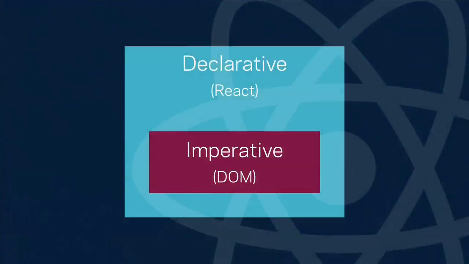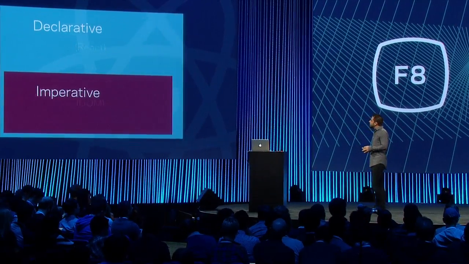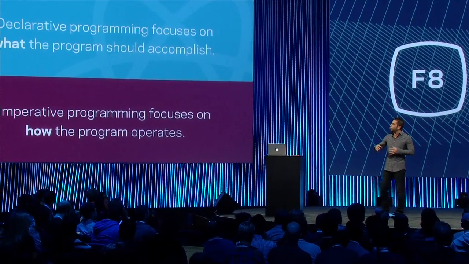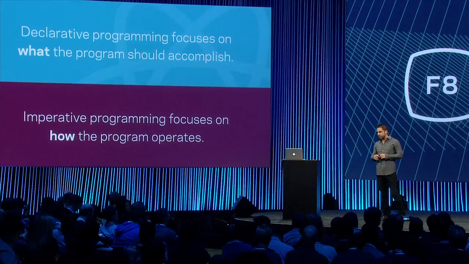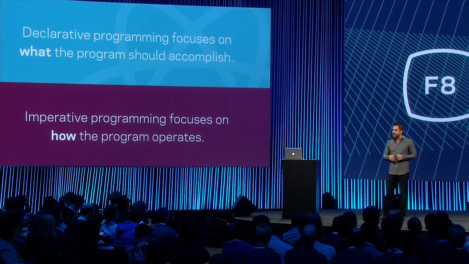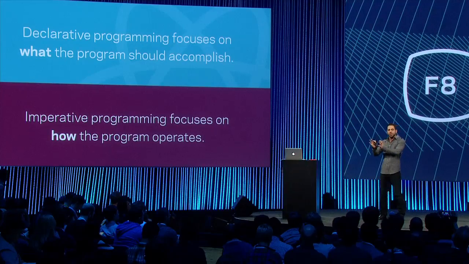The thing that makes React great is that it wraps the DOM's imperative mutative API in a declarative wrapper. Now, when we talk about declarative programming, we're talking about describing what our program should accomplish instead of describing how it should accomplish it. Imperative programming, on the other hand, is focused on a series of steps that you should take in order to take what you have and turn it into what you want.